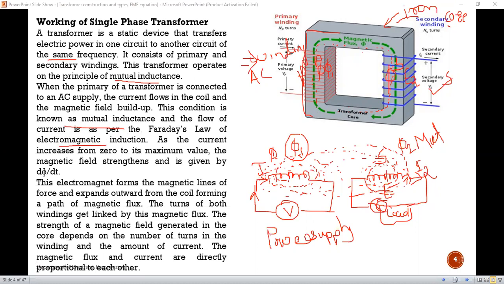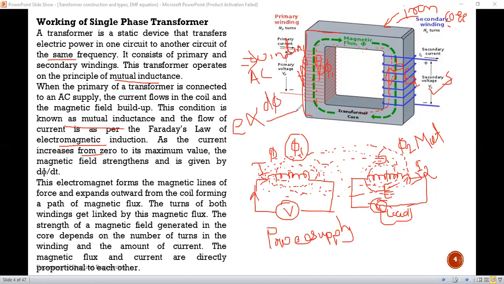So this current flow depends upon Faraday's law of electromagnetic induction, and this principle is nothing but the mutual induction principle. Now as the current increases from 0 to its maximum value, the magnetic field strengthens, and the induced EMF is given by d phi by dt. Do you know the formula, that E is directly proportional to d phi by dt?